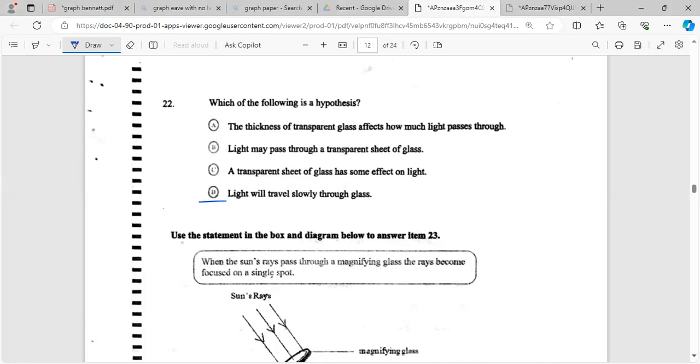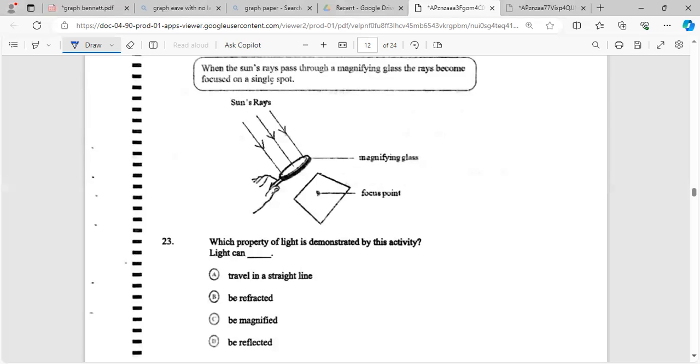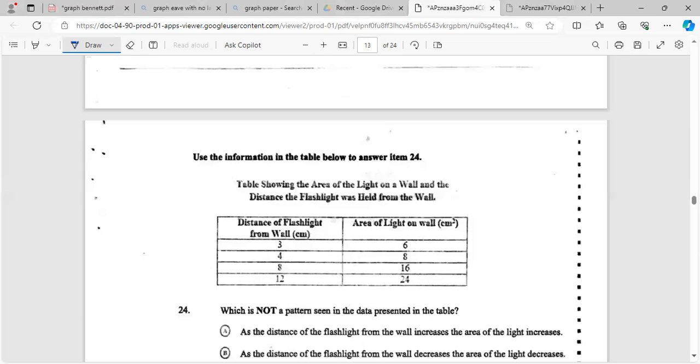Let's move on to 23. When the sun's rays pass through a magnifying glass, the rays become focused on a single spot. Which property of light is demonstrated by the activity? Light can A. travel in a straight line, B. be refracted, C. be magnified, or D. be reflected. B. Light can be refracted. Let's move on to 24.